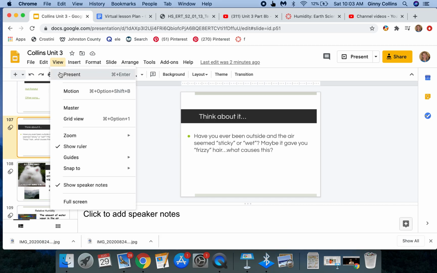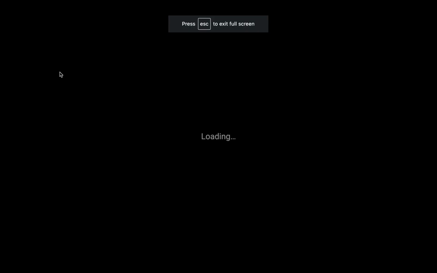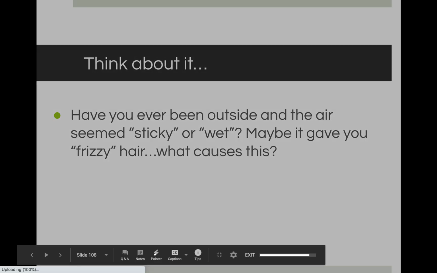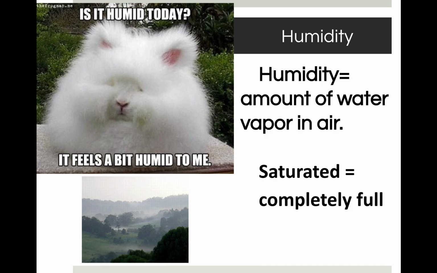Your humidity notes. But think about whenever you go outside and it feels sticky or kind of wet, maybe your hair gets frizzy. That's because of something called humidity. So humidity is simply the amount of water vapor in the air. Remember, water vapor is just water when it's in a gas form.